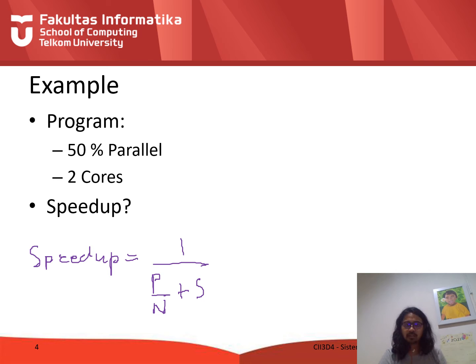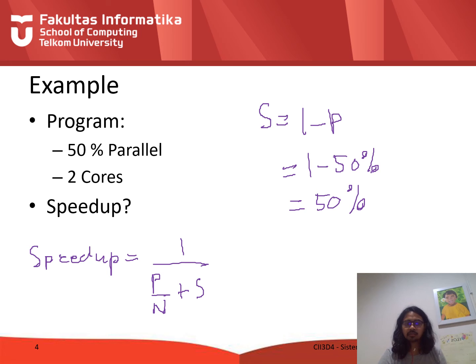And here S is the serial portion, but we don't have the serial portion in the problem, so we have to use our logic. If 50% of the program is parallelable, it means that the rest is serial. So S equals 1 minus P, or S equals 1 minus 50%, and 50% is 0.5, so 1 minus 0.5 is also 50%.